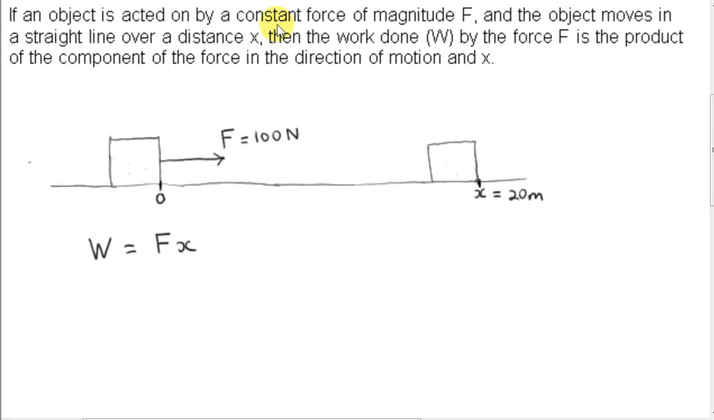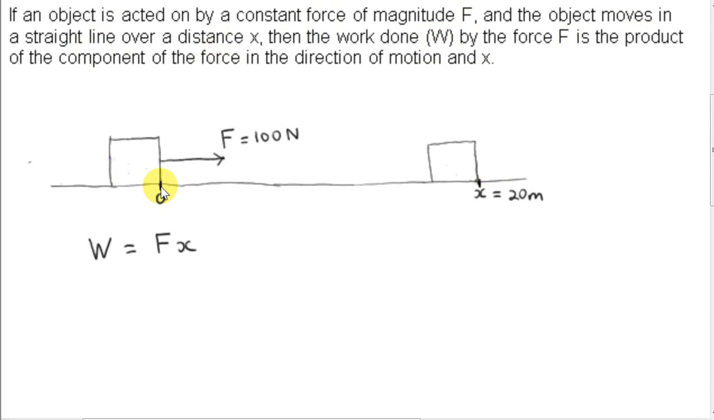If an object is acted on by a constant force of magnitude F, and the object moves in a straight line over a distance x, then the work done, W, by the force F is the product of the component of the force in the direction of motion and x. So let's look at this example here.